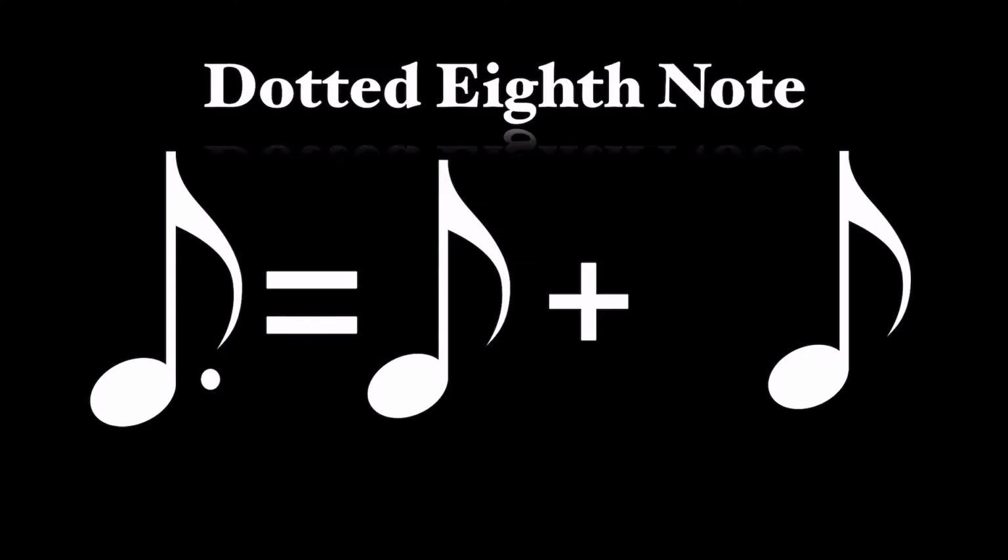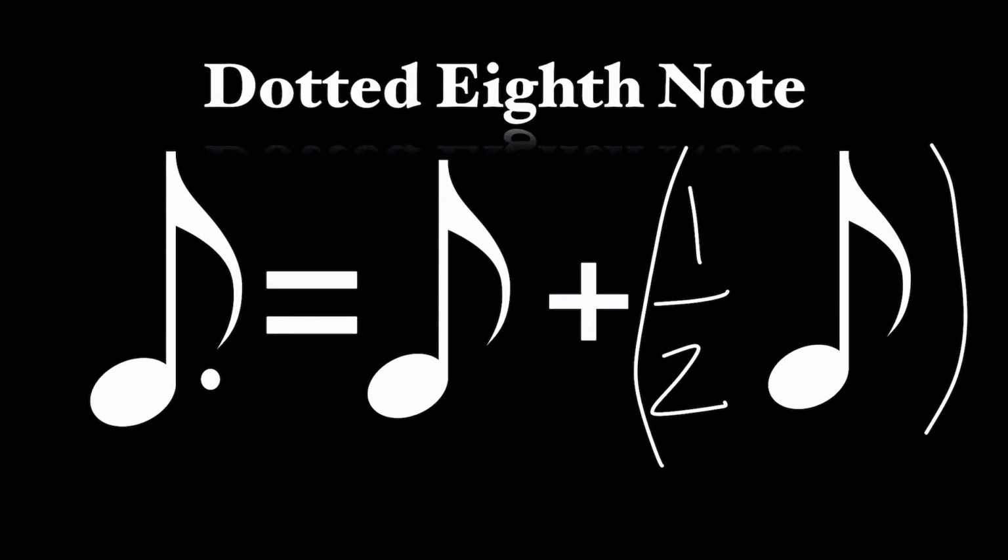The dotted eighth note. So the math will be the same here again. So that's an eighth note plus half of an eighth note. So that's half a beat plus a quarter of a beat is equal to 3/4 of a beat. So the dotted eighth note is equal to 3/4 of a beat.